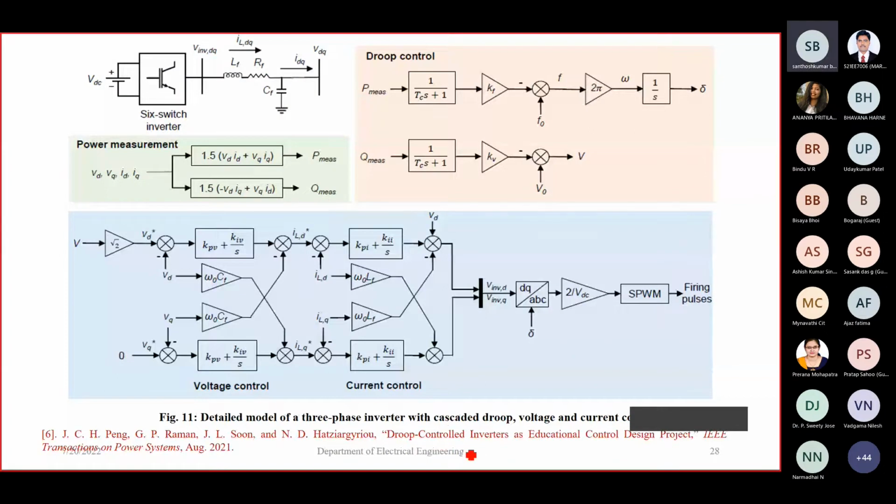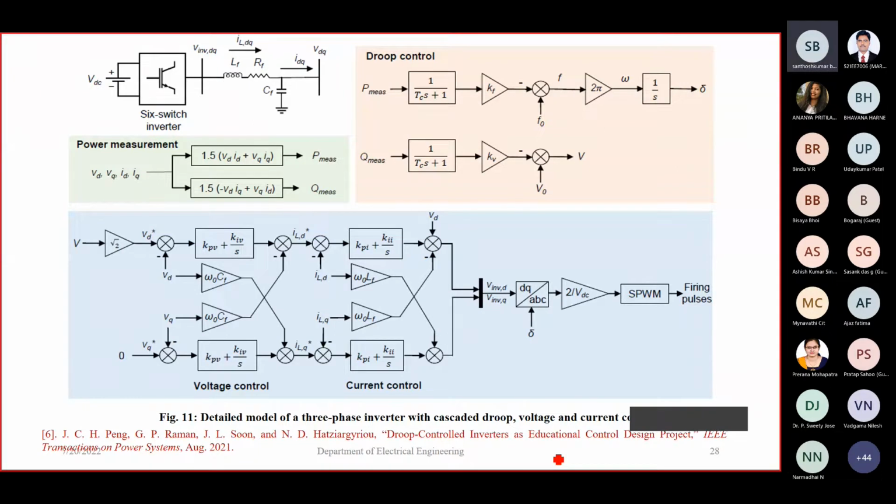Then recently, some universities are planning to implement these droop control inverters in education. For example, in our BTech we studied the synchronous machines and induction machines concept. Similarly, they are adding this droop control inverter as an educational control design project, and at the BTech level or MTech level they are planning to use these things.